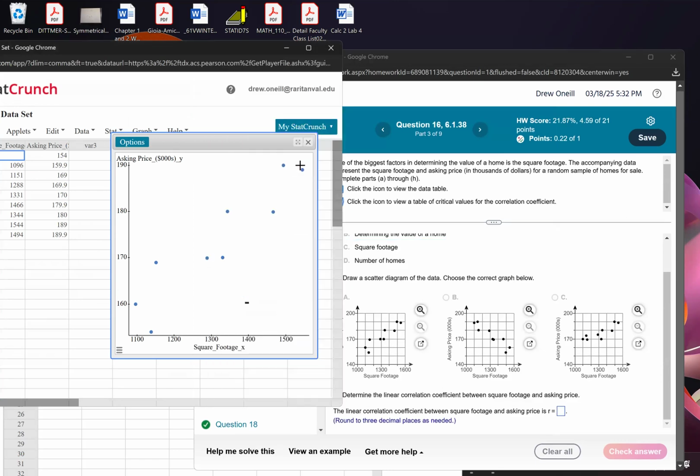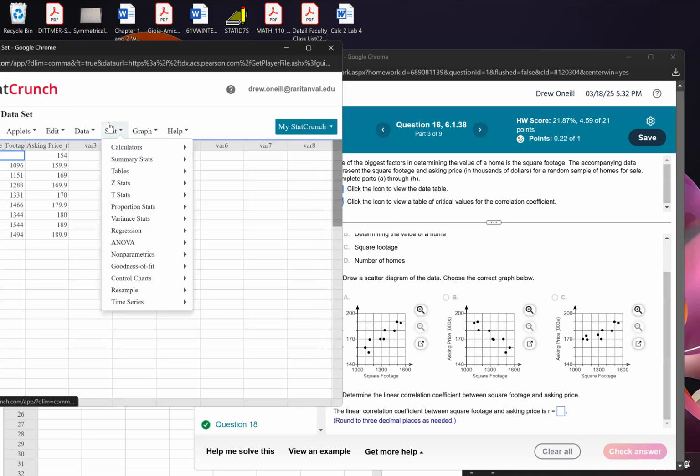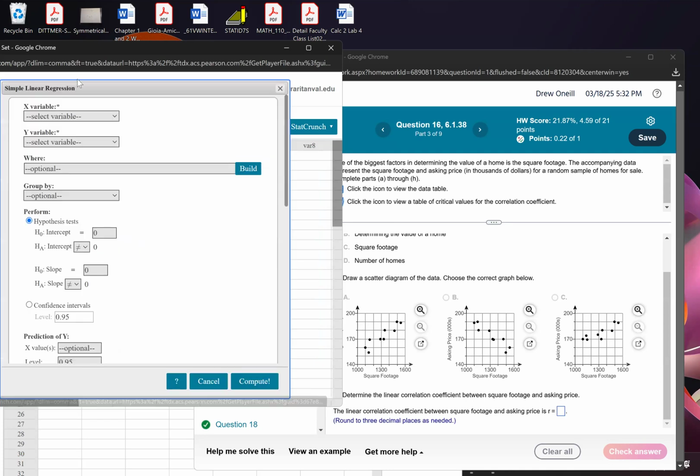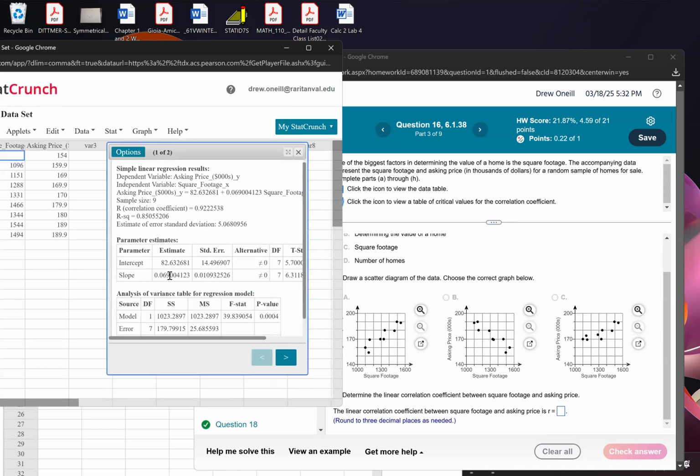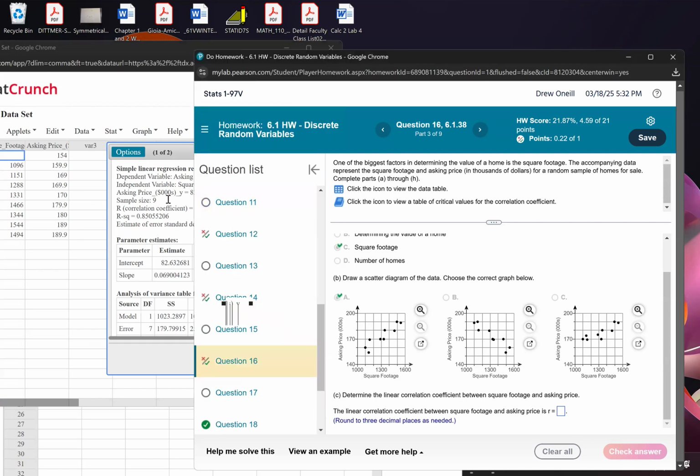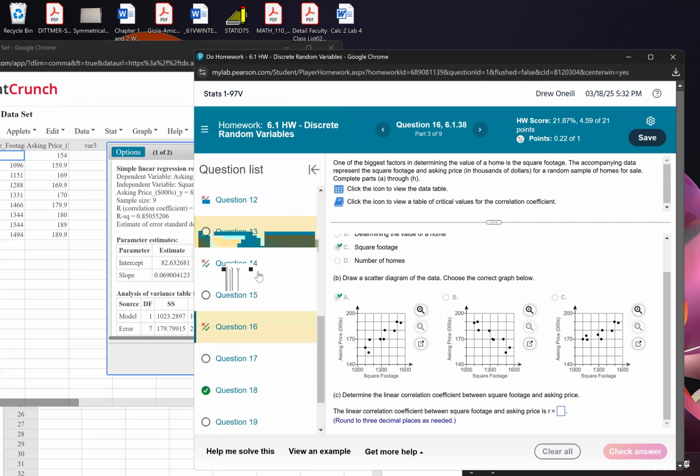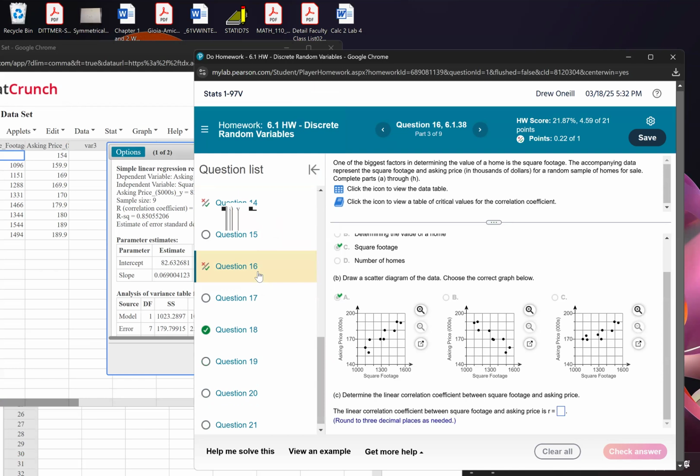Do you remember how to do that? Is this correlated, right? Is there a connection? We do Stat, Regression, Simple Linear, X variable is square footage, Y variable is asking price, Compute, and then we get our R value right here, 0.922. So not only should you know how to calculate that, but you should know what that answer means. That tells us there's strong correlation between square footage of a home and the asking price, meaning how much you asked the house to be bought for.